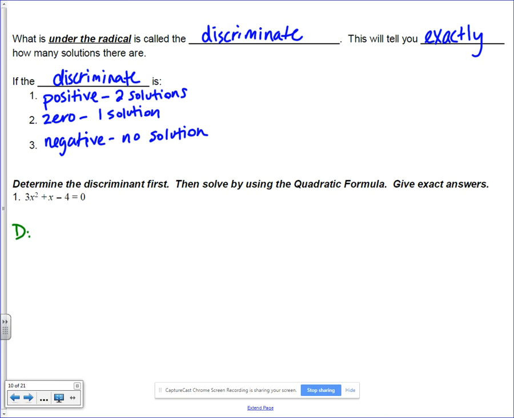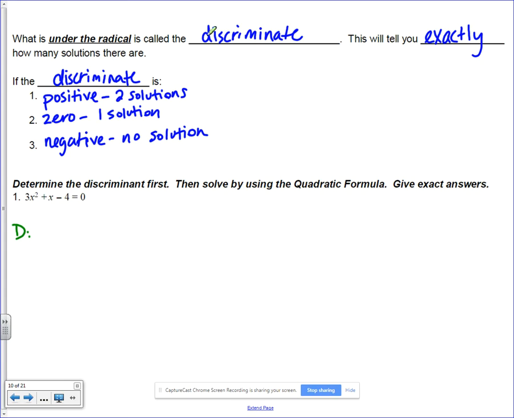Now, the other thing we talked about with the discriminant is what kinds of solutions they would be, whether they be nice or not so nice, right? What kind of answers do we get? What do we call them when they're nice? Rational. What do we call them when they're not so nice? Irrational. Okay, it says determine the discriminant first, then solve by using the quadratic formula.